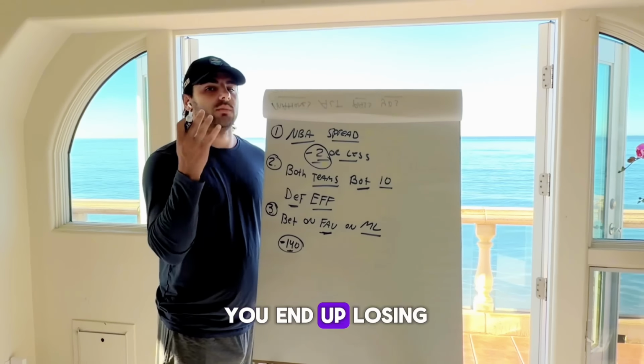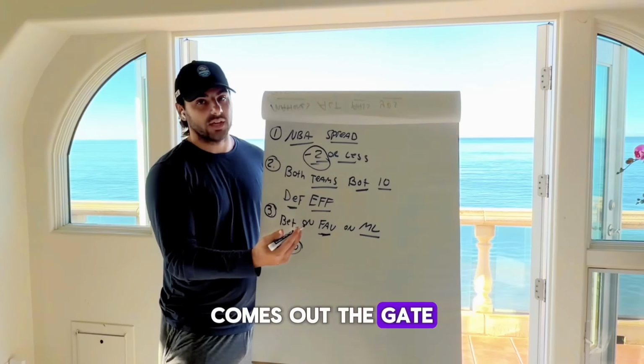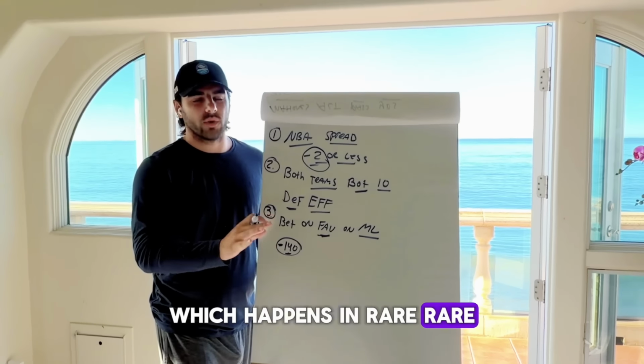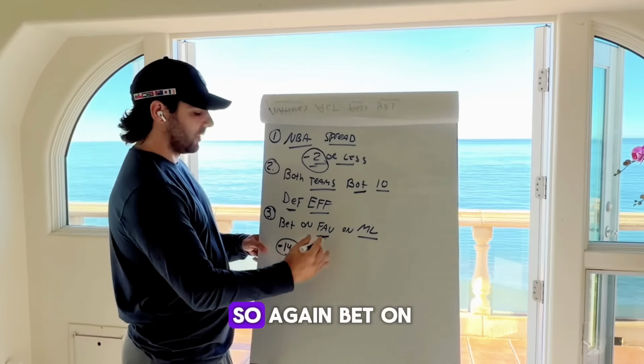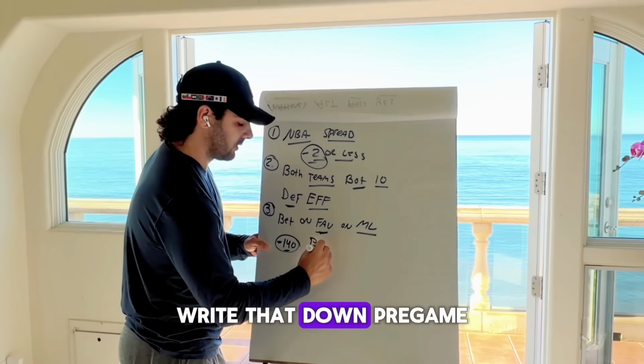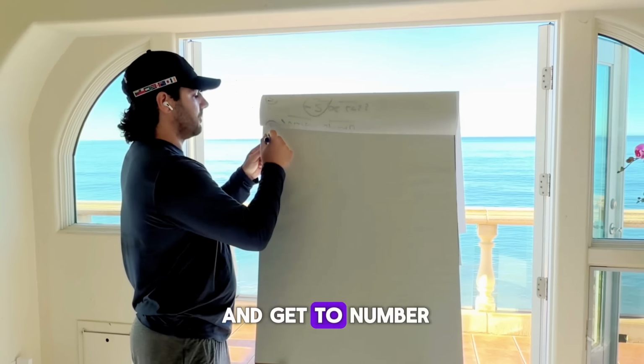Now, the only way you end up losing this is if the underdog, for some reason, comes out of the gate and absolutely blows out the other team, which happens in rare cases. So, again, bet on the favorite on the money line pre-game. I'll write that down, pre-game, so that you guys understand that. Now let's go ahead and get to number 4.